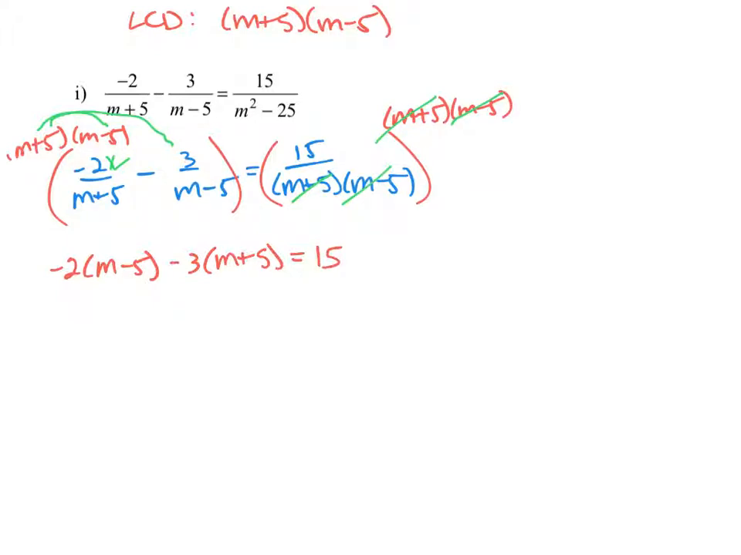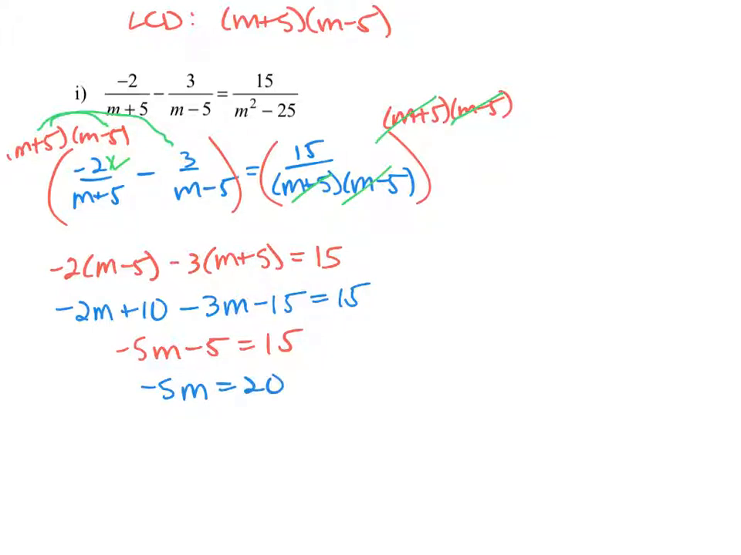So by multiplying both sides by the LCD, you eliminate all of those fractions, and then you can solve the equation using our traditional algebra techniques. If we distribute the negative 2, we get negative 2m plus 10 minus 3m minus 15 is equal to 15. By simplifying, we have negative 5m minus 5 is equal to 15. By adding 5 to both sides, we get negative 5m is equal to 20. And then by dividing both sides by negative 5, we get m equals negative 4.